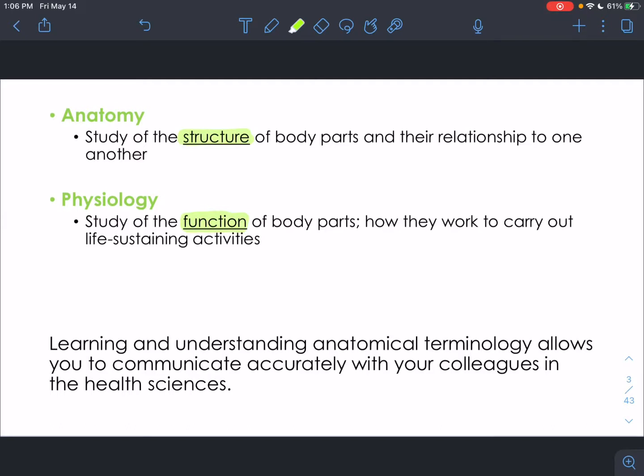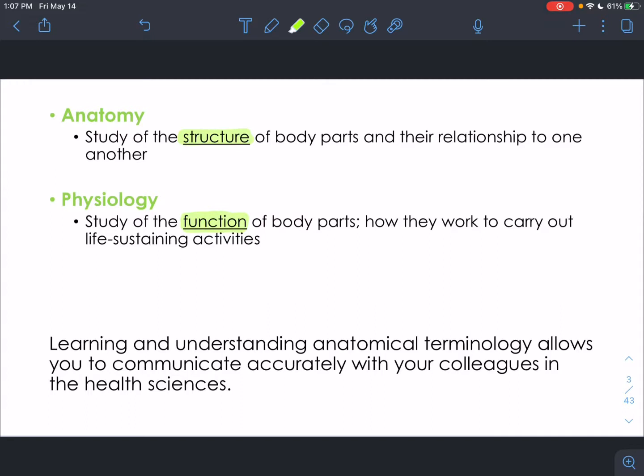So different tissues are going to work differently. They're going to do different things. We have nervous tissue that's going to carry information to our muscles, to our glands. Sensory information is going to be carried. Our muscles, right, are going to allow us to move. So physiology is looking at how that's happening.